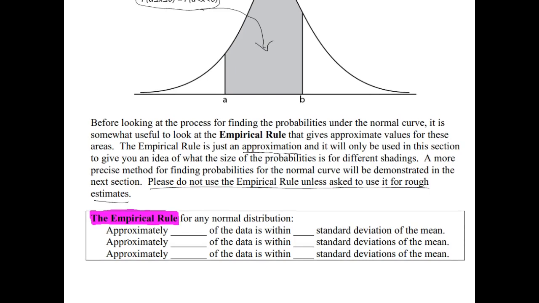So the empirical rule tells us that for any normal distribution, approximately 68% of the data will fall within one standard deviation, and approximately 95% of the data will fall within two standard deviations, and approximately 99.7% of the data is within 3 standard deviations.